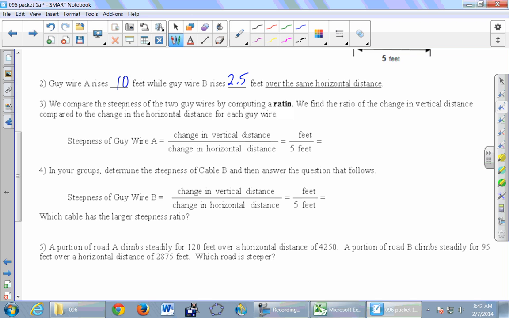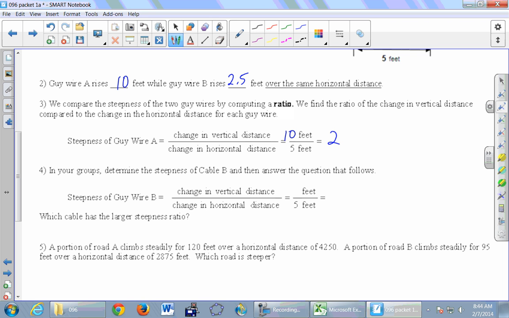I know that part. Okay, so let's start calculating some ratios here. I'm just going to make up a ratio. I'm going to look at the change in vertical distance divided by the change in horizontal distance. Just making it up. And we're going to do that for A, and we're going to do that for B. So what was the change in vertical distance for A? It was 10, and the horizontal distance was 5 for both of them. And so 10 feet over 5 feet is just 2, or 2 to 1. And so we're going to define the steepness of the wire to be a 2. Just making up a number to decide how steep that wire is.